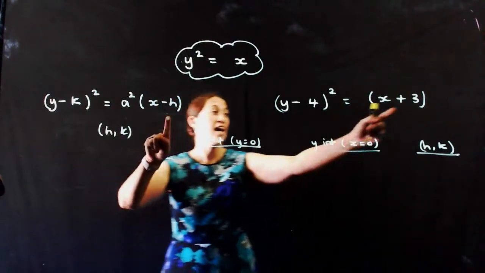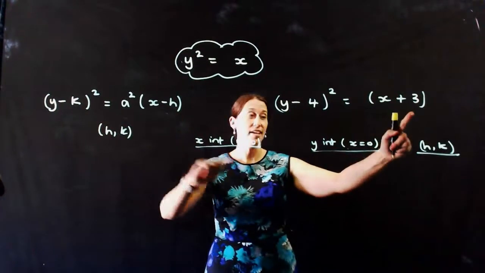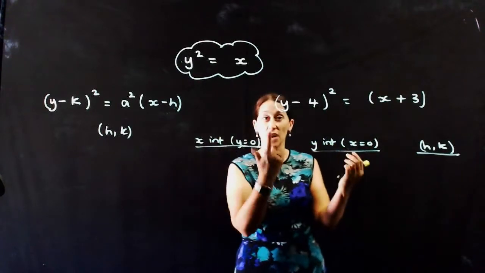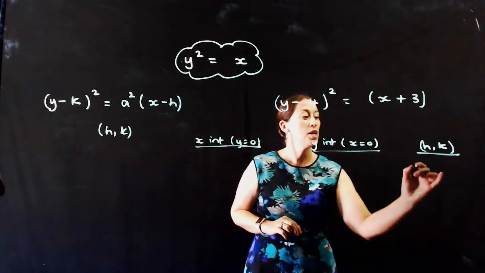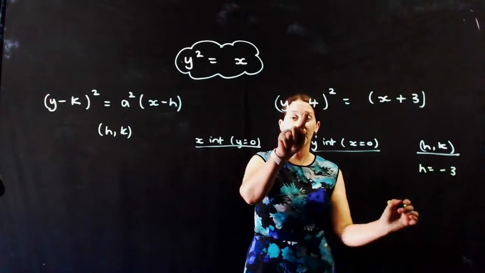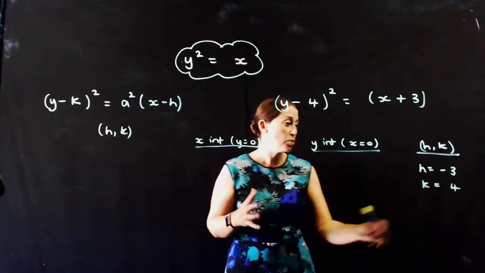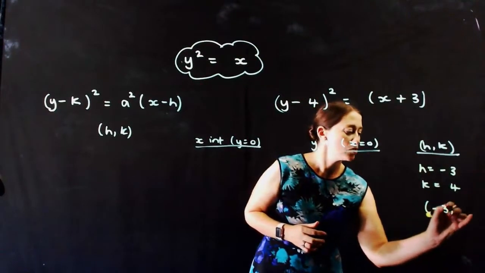Just be aware that k is here and h is here, so we have to reverse the sign of those. So h will be minus 3 and k is positive 4. Therefore, we know the coordinate of that turning point of the parabola is at minus 3, 4.